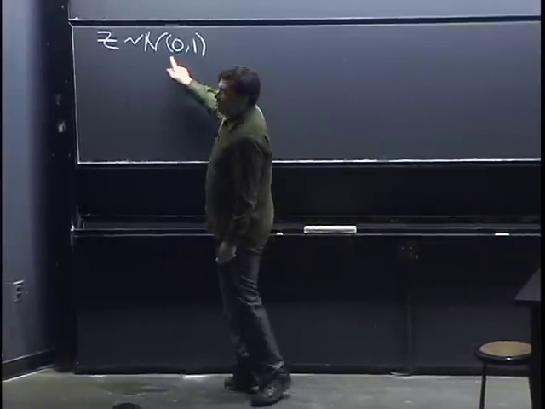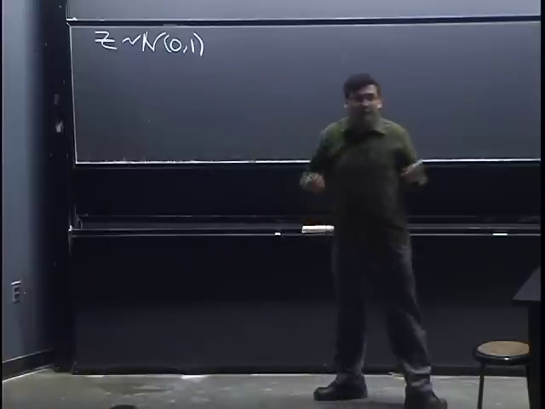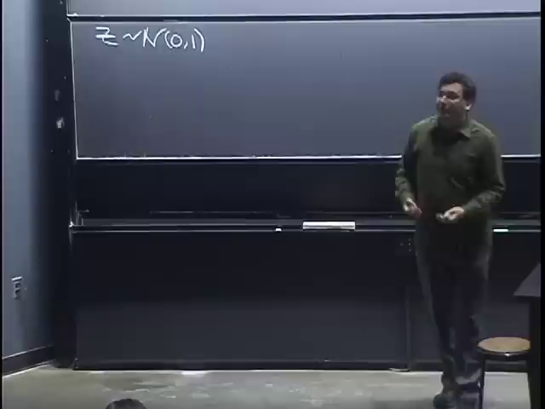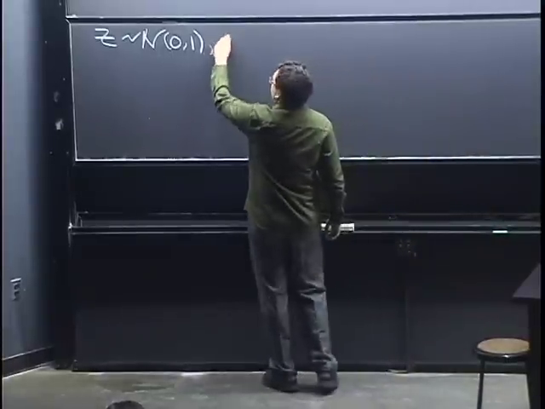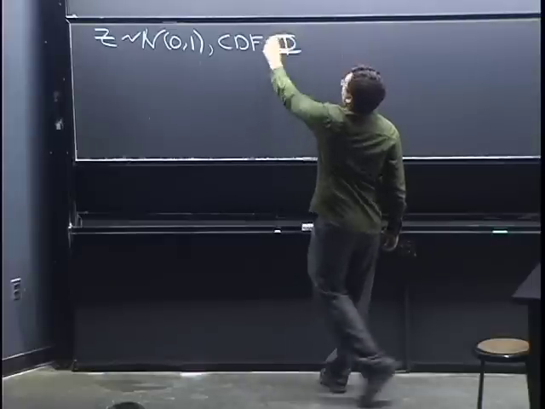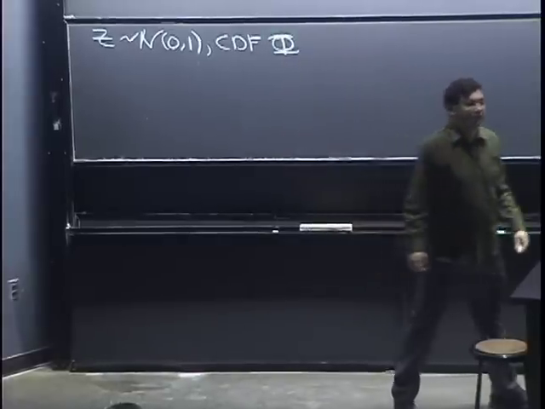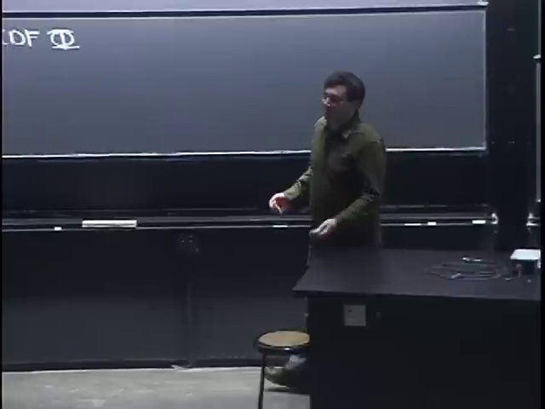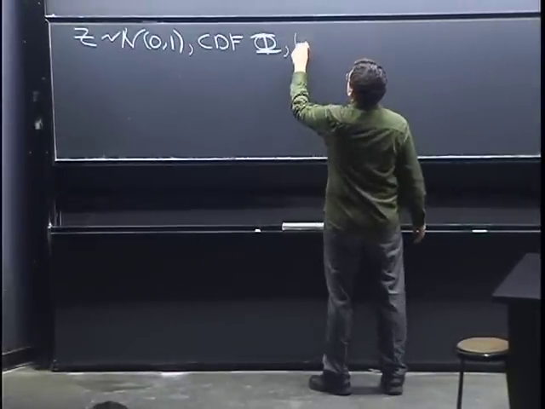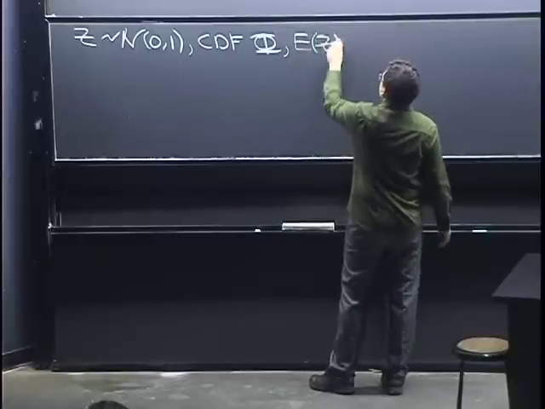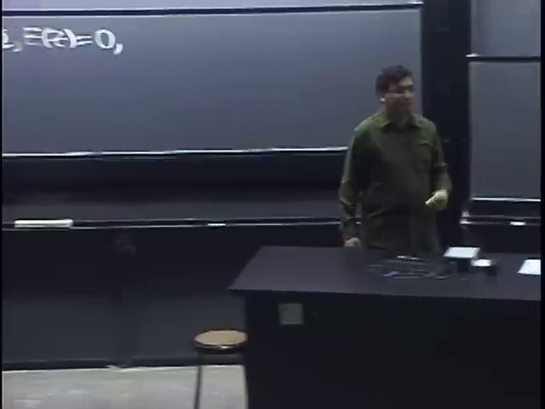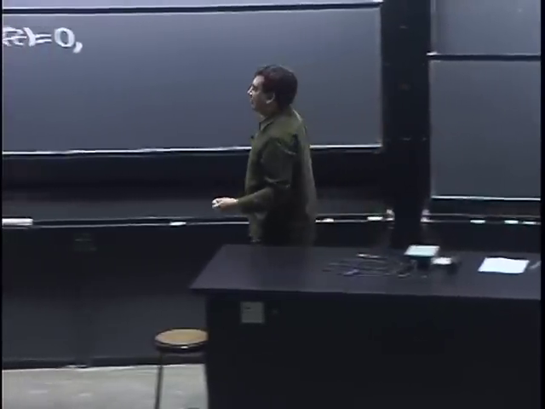If Z is standard normal, then first of all, we found its PDF, right? We figured out the normalizing constant. Its CDF you can't actually do in closed form, so therefore it's just called capital Phi. That's just a standard notation for the CDF. We computed the mean and the variance last time. Remember the mean, E of Z, equals 0. That's just immediate by symmetry. Then we also did the variance.